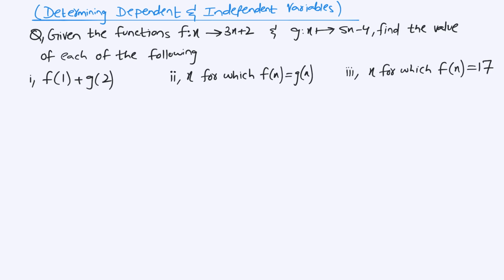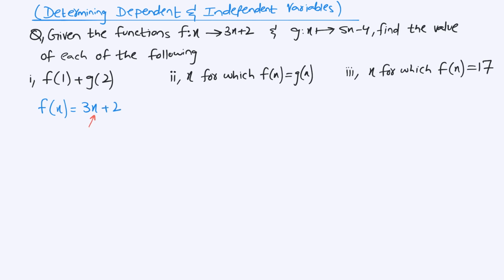Alright, so in this question you have been given functions f of x and g of x, and you are being asked to evaluate each of the following, or find the value of each of the following. So in part 1, the function f of x can be written as f of x is 3x plus 2.